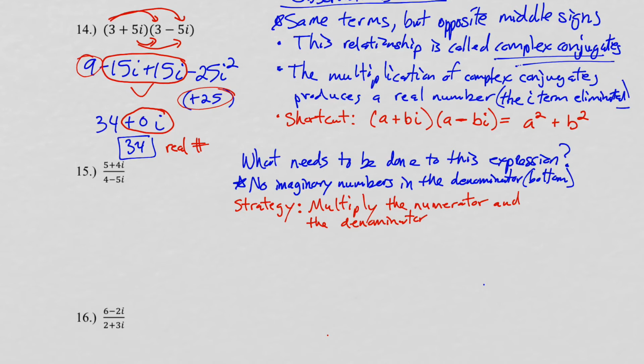Multiply the numerator and denominator by the complex conjugate of the denominator. Not the numerator, the denominator, because the denominator is the problem. Okay? That's our strategy. So what does that look like? Well, let me rewrite this so you can see it a little bit better.